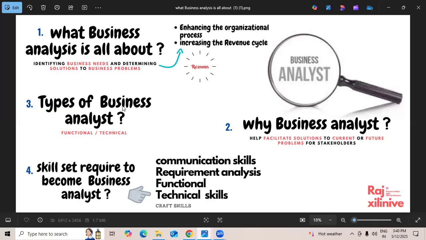That's the reason why we say BRD, SRS, right? So all these documents are there, and these documents can be prepared. So visual communication is required, verbal communication is needed, and written communication skills are also required. Next, listening skills are even required. Listening skills means you must be a good listener, because if you are not a good listener, you cannot explain things well.